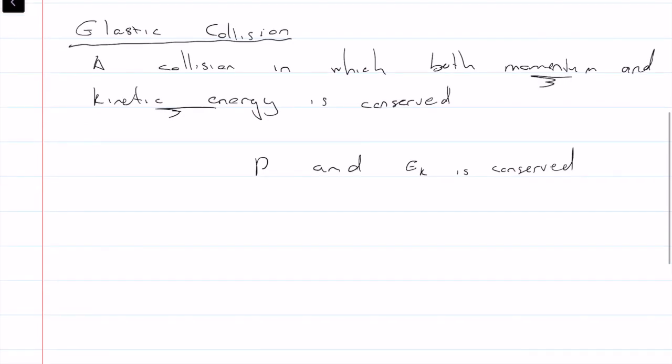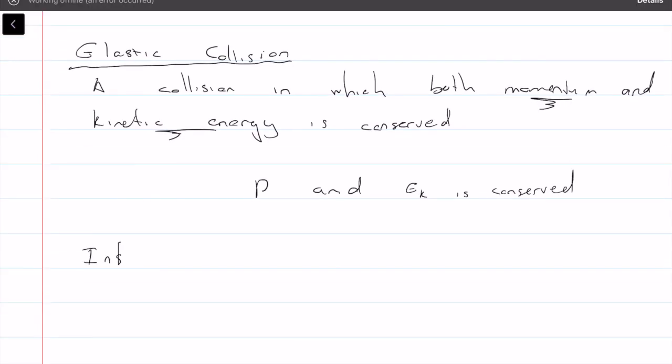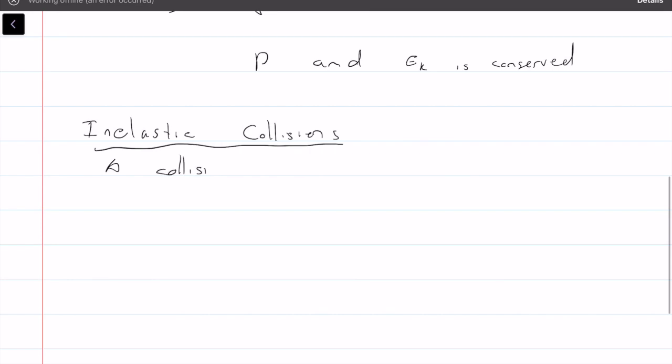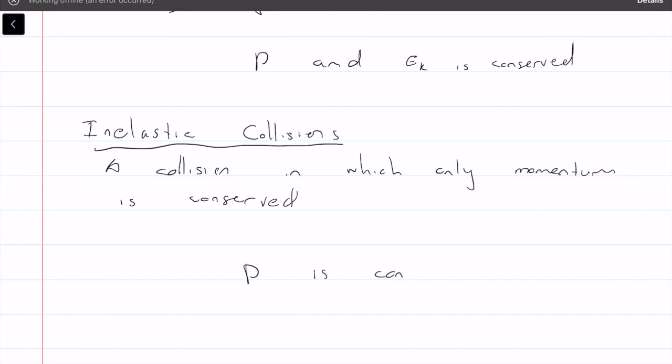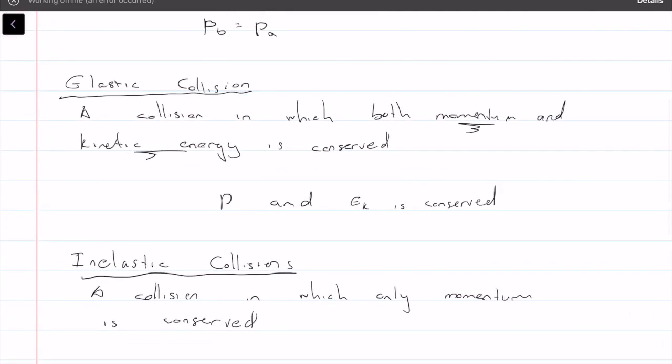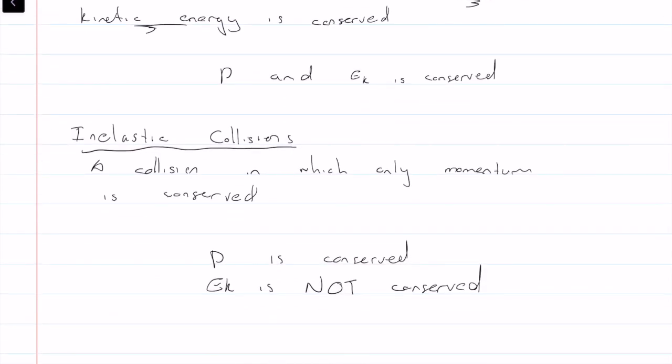And then lastly, obviously if we have elastic collisions, then we also have inelastic collisions. An inelastic collision is a collision in which only momentum is conserved. We can say that P is conserved and EK is not conserved. So the difference between an elastic and an inelastic collision is that in elastic, momentum and kinetic energy are conserved, whereas in an inelastic collision only momentum is conserved.